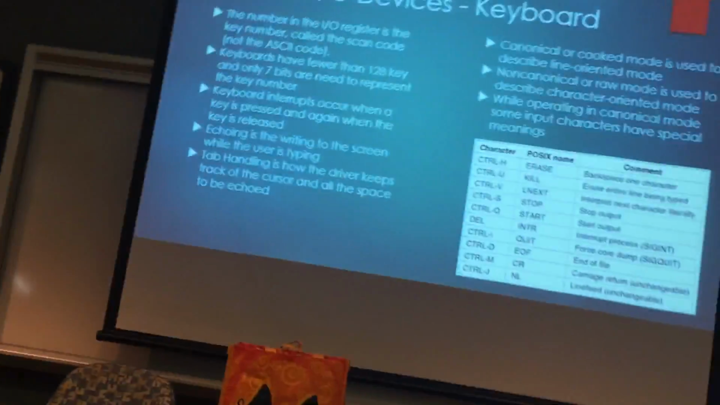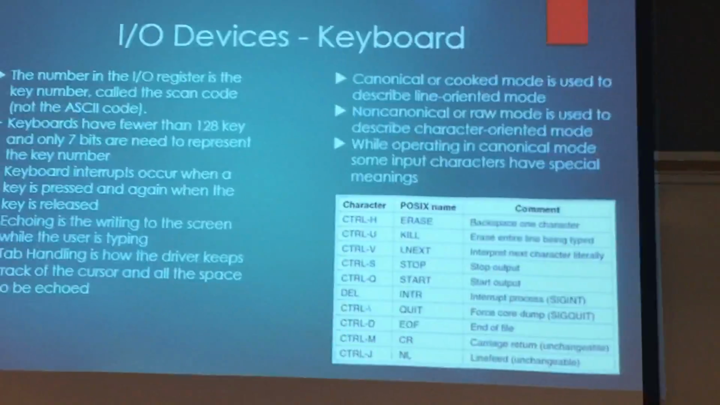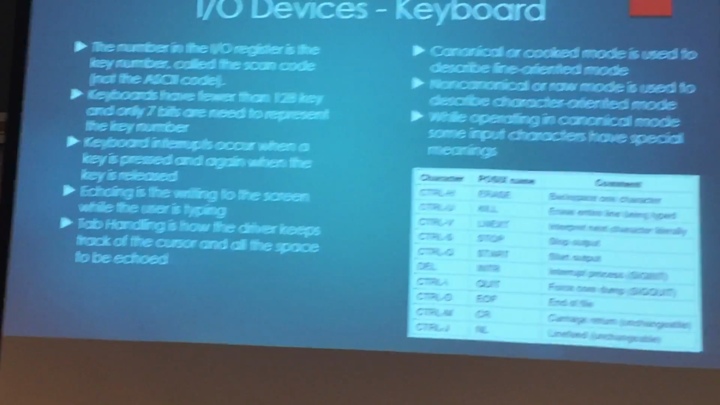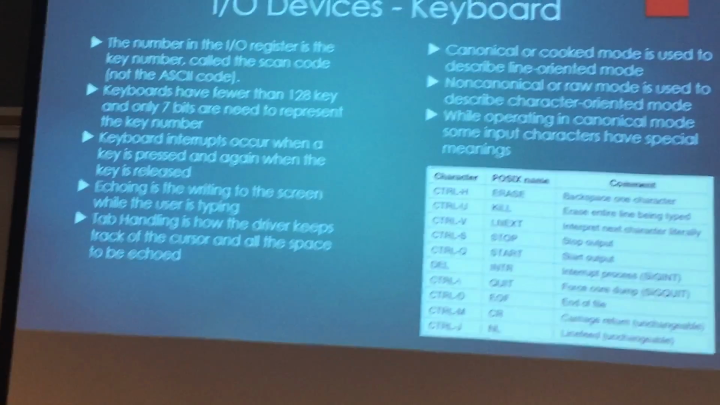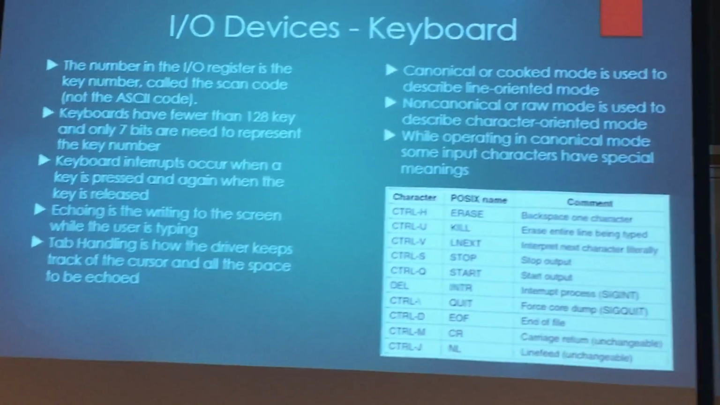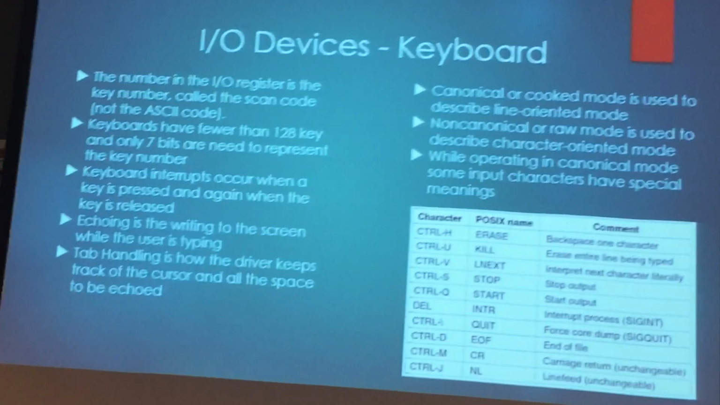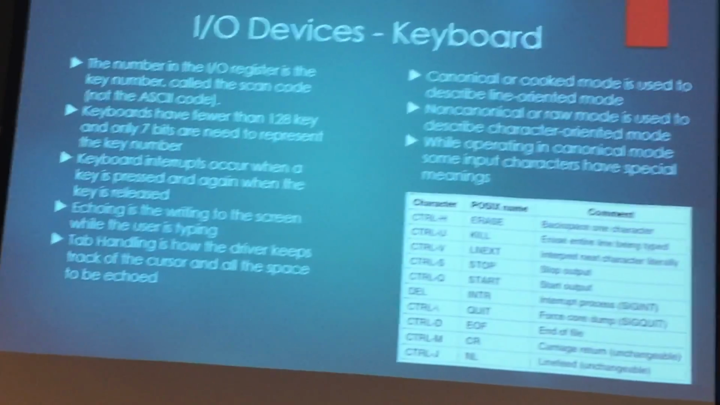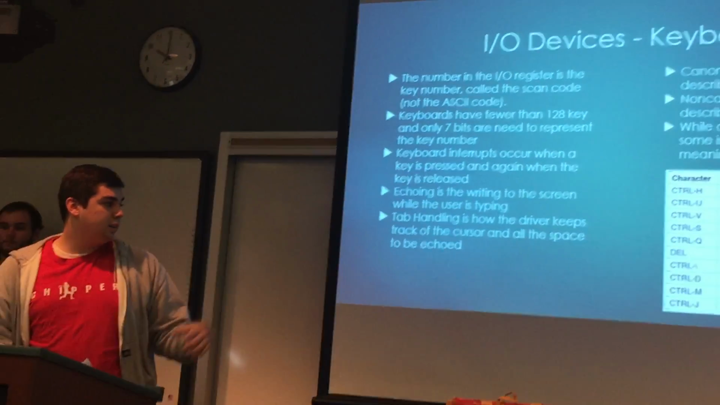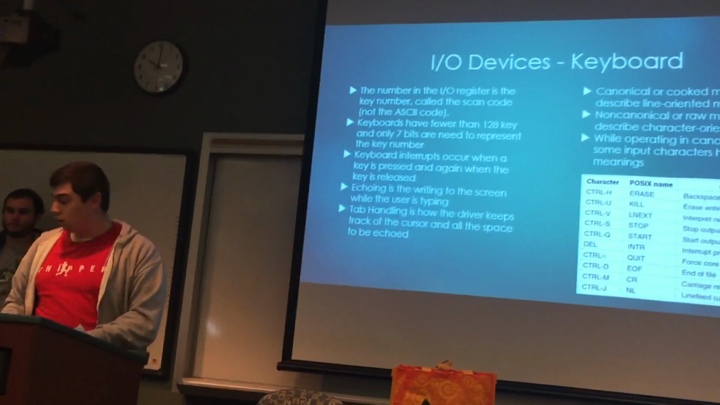Echoing is what shows what you're typing, and it shows it on the screen. There are 2 types of modes that keyboards use. You have canonical mode, which is described as line-oriented mode, and non-canonical mode, which is described as character-oriented mode. When operating in canonical mode, you use special input characters to do and edit what you're working in.